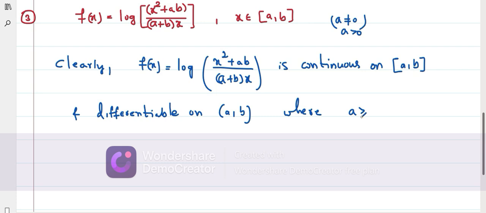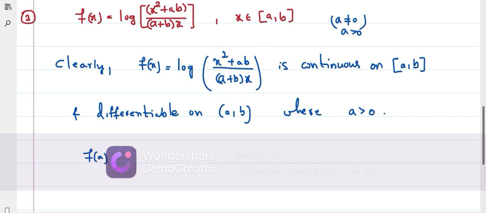What can you say about a and b here? Is a greater than or equal to 0? No, it is strictly greater than 0. If a is greater than 0, automatically b is also greater than 0. Why? We are talking about the closed interval a comma b. If a is more than 0, b is further more than a, so b is also more than 0. That is understood. I want to check what is f of a and f of b, because a and b are the endpoints here.